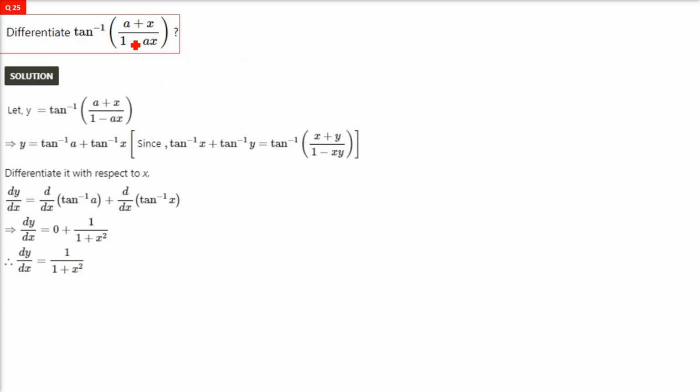But here, we have a direct formula. Tan inverse x plus tan inverse y is tan inverse of (x plus y) by (1 minus xy). This we already know. I'm just telling you the formula. If it is (x plus y) by (1 minus xy), that is simply equal to tan inverse x plus tan inverse y. Alright? So tan inverse of (x plus y) by (1 minus xy) is this.